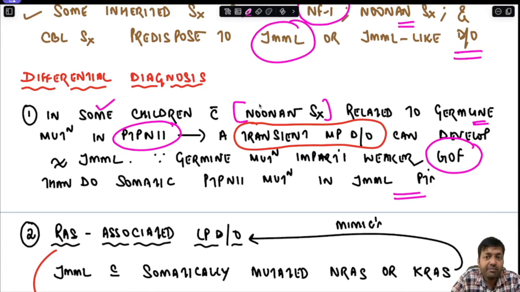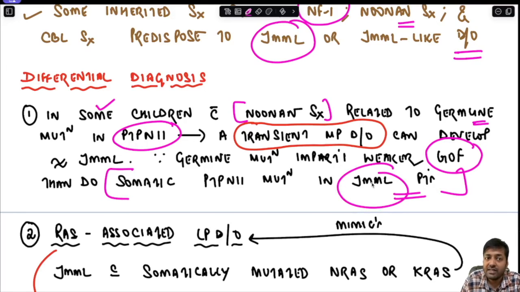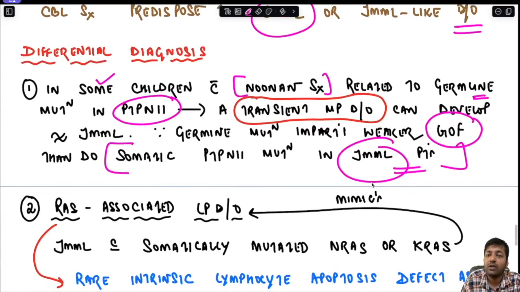So this transient myeloproliferative disorder associated with germline mutation in PTPN11 has to be differentiated from JMML. Why? Because, as the name suggests, it is transient, with spontaneous remission. And as I have already told you, germline mutation of PTPN11 imparts a weaker gain of function mutation compared to the somatic PTPN11 mutation seen in JMML patients. So this is the number one differential diagnosis, that is Noonan syndrome associated transient myeloproliferative disorder.